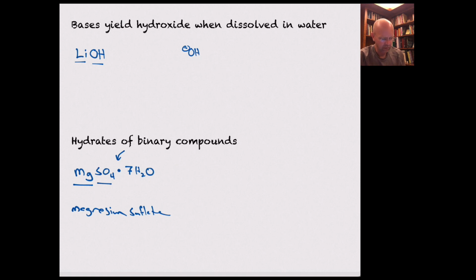Together they're neutral. And magnesium sulfate, when it is made into a crystal in the presence of water, forms a heptahydrate, meaning there are 7 waters. So you would write heptahydrate. This is still considered a binary inorganic compound, even though it has those extra waters on there. It's a binary inorganic compound that's been hydrated. So it's grouped together with the binary compounds, and you should be able to name them.